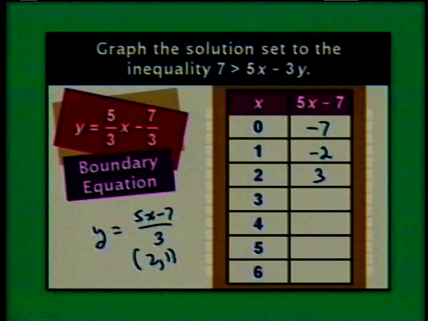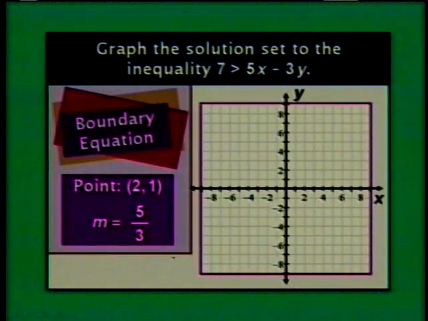And if we look at the equation, we see the coefficient on x is 5/3, so the slope is 5/3. So let's go to the point (2, 1), and let's plot a couple points using a slope of 5/3. A rise of 5, a run of positive 3. A rise of negative 5, a run of negative 3. There's our 3 points. Looking at my inequality, it's a strictly greater than sign, which means points on the boundary are not included in the solution set. So I draw my boundary in a dotted or dashed fashion.